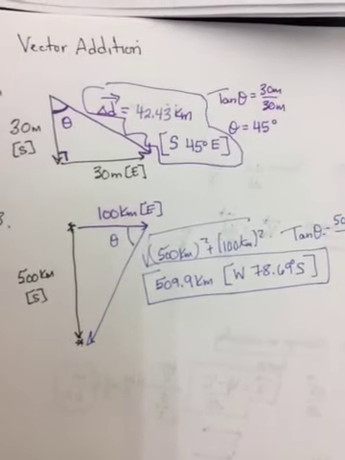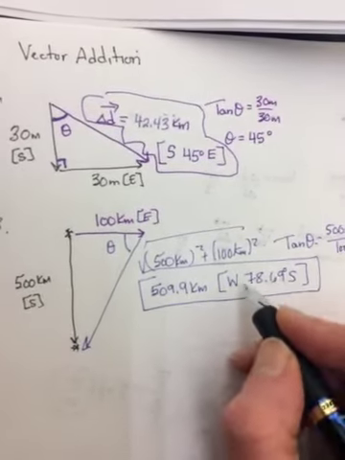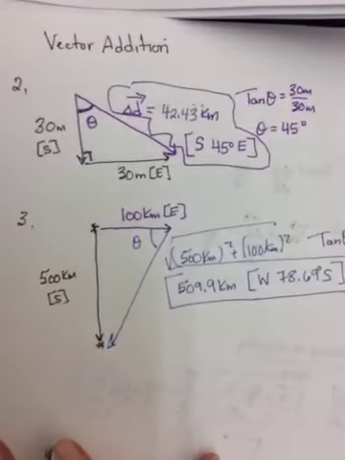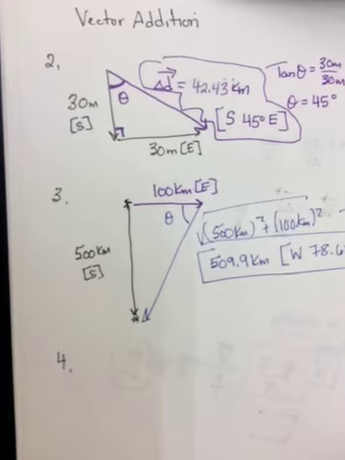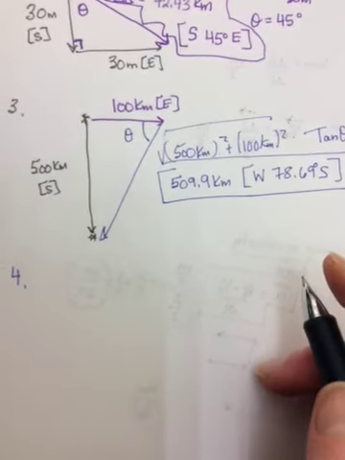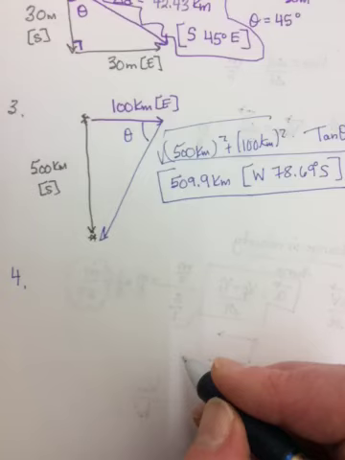And then the question says, what direction must he travel? And that's what we just did, west 78 degrees south. Okay, so that's number 3. Sorry about that 42.43 up there. Never pays to just look at the answer you have in your notes, especially when you're not looking at the right question. Number 4. Number 4 is actually not bad if you draw it carefully.